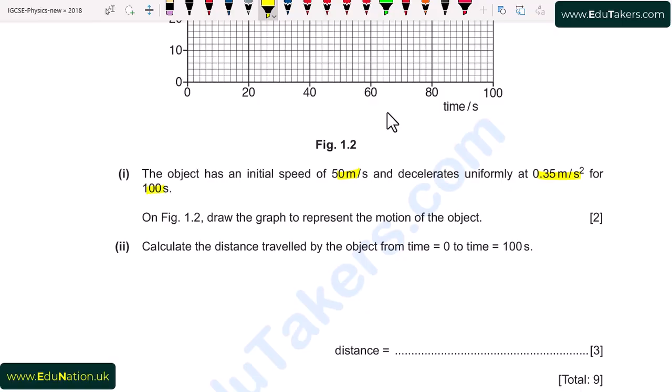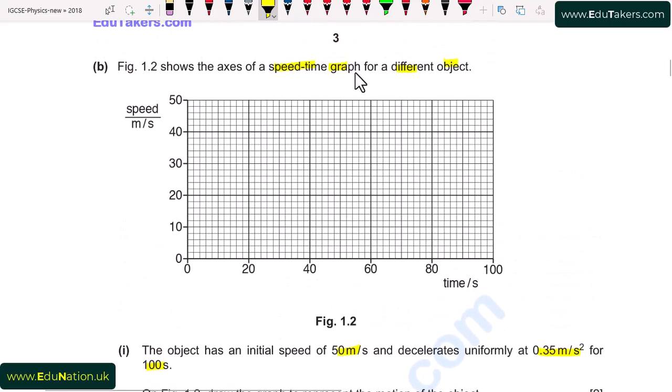So first of all, initial speed is 50 meter per second, and then the body decelerates at the rate of 0.35 meter per second square up to 100 seconds. On figure 1.2, draw the graph to represent the motion of the object. So first of all, initial speed is 50, that is at this point, and we don't know the value of final speed because we have to find out the value of final speed. It's a speed time graph. For that, here acceleration is given and time is also given.